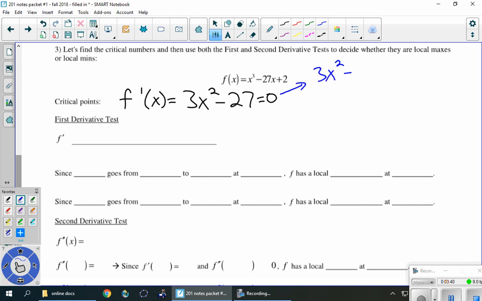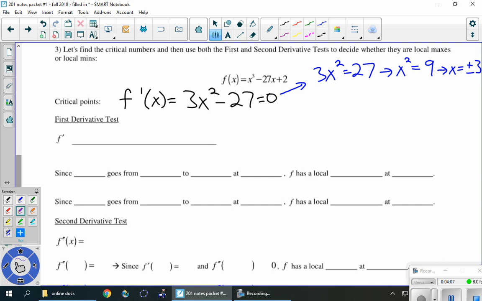So move the 27 over. Divide by 3, take the square root of both sides. Don't forget the plus or minus. Okay, so we know that we have 2 critical points, x equals 3 and x equals negative 3. And the question is, are they both mins? Are they both maxes? Is it one of each? Maybe they're not mins or maxes. And we're going to use the old first derivative test to answer that question, min or max or neither.